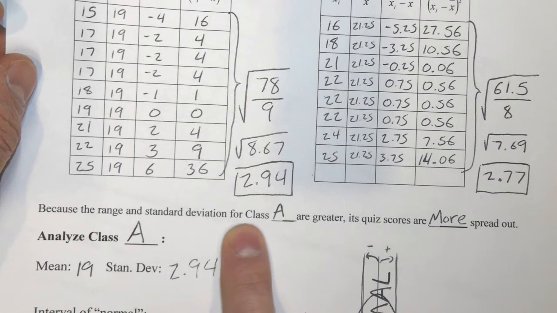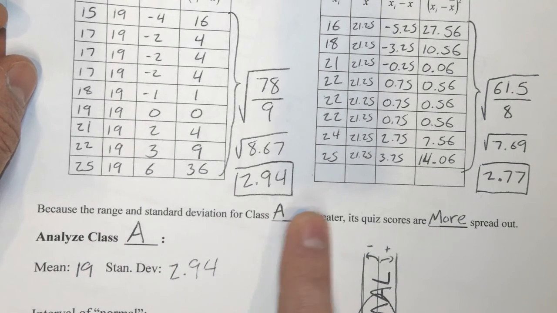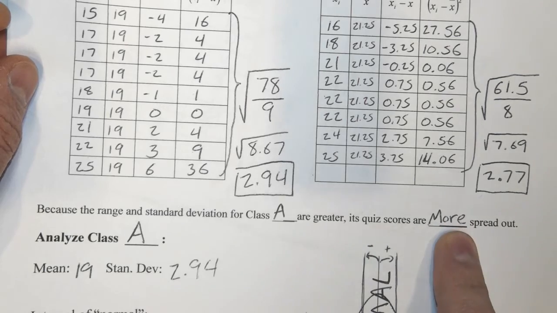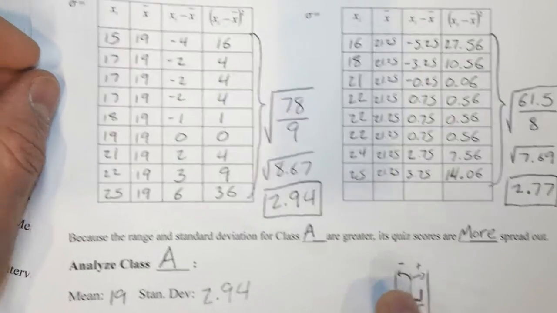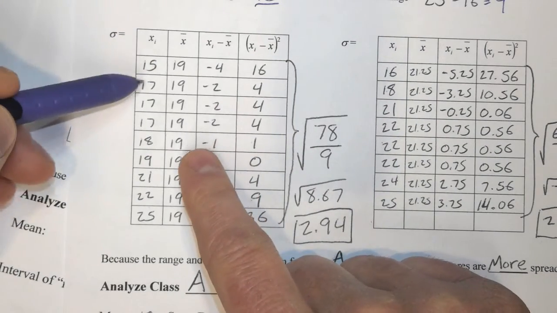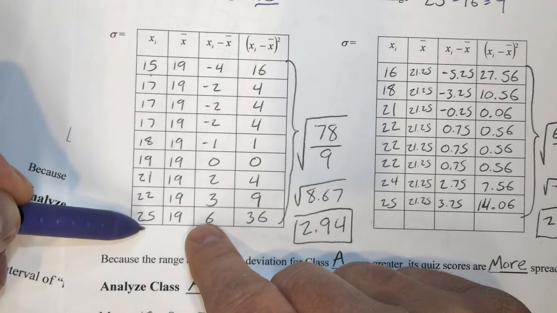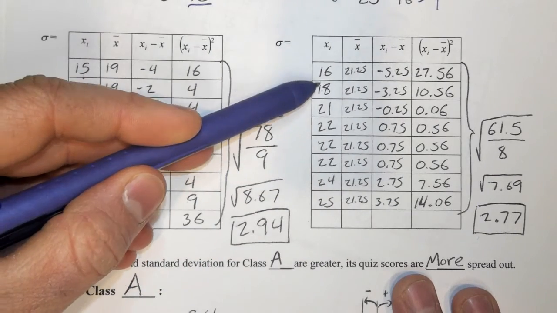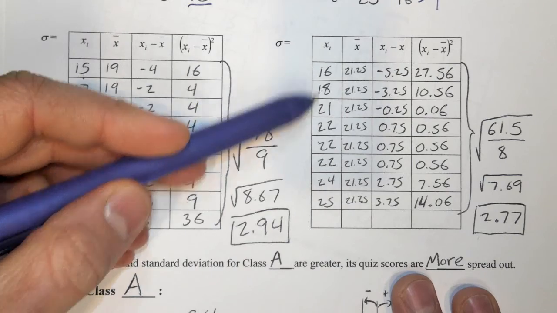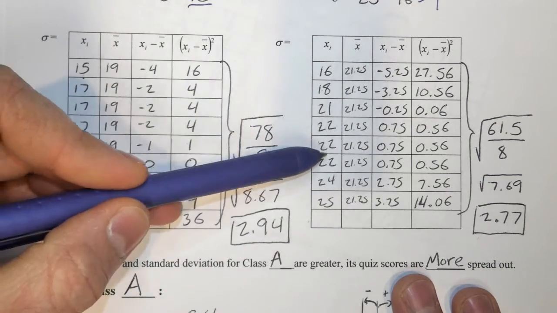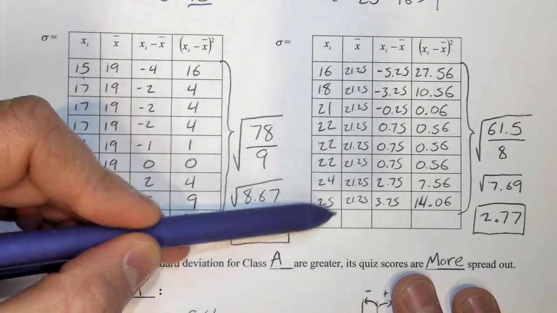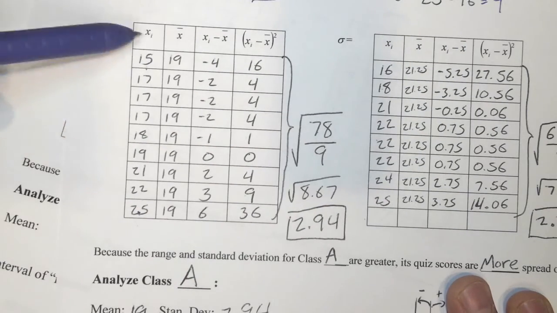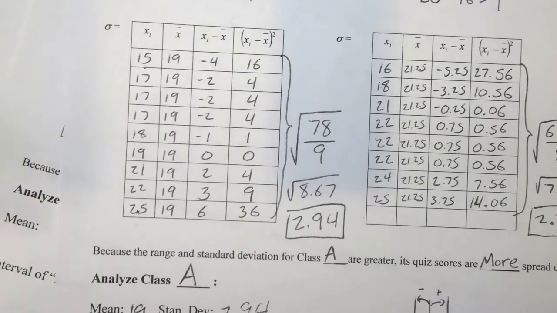Because the range and the standard deviation of Class A is greater, that means that its quiz scores are more spread out. They are not as consistent. You might notice that there are some very low scores and some very high scores in Class A. In Class B, the scores don't go as low. They are closer together. And there are more of them that are bunched up very, very tightly in the realm of the 20s. And there are not as much of a bunch in this problem right over here.